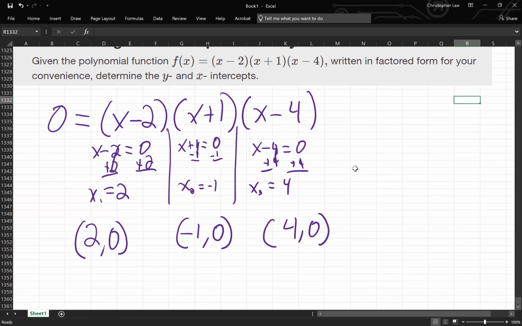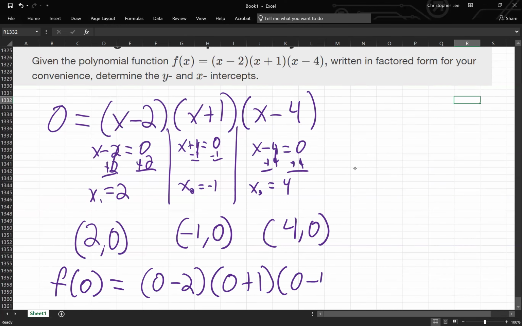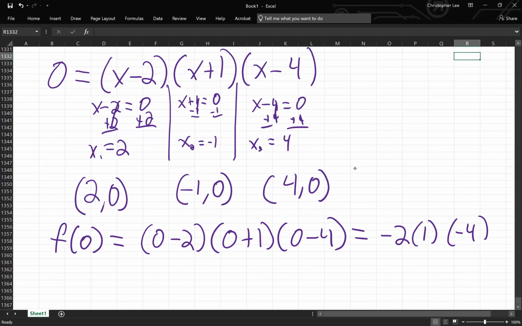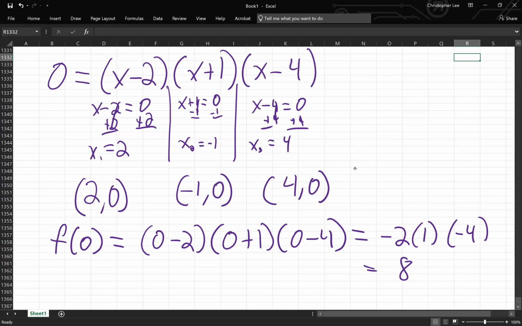Remember, I want to find f of 0 to get the y-intercept. So that's going to be what? (0 minus 2)(0 plus 1)(0 minus 4). That's going to be -2 times 1 times -4. What's the answer? Good. All right. So what's my y-intercept?